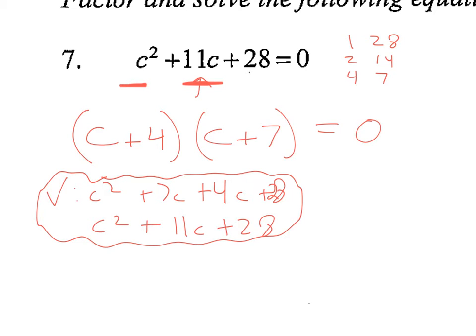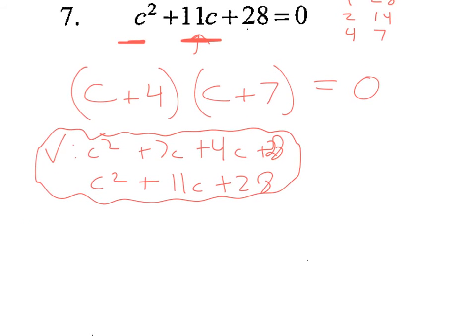Once we're there, we will do what we just did on the previous page. So I'll split it up. c plus 4 equals 0. c plus 7 equals 0. We write our two little equations.